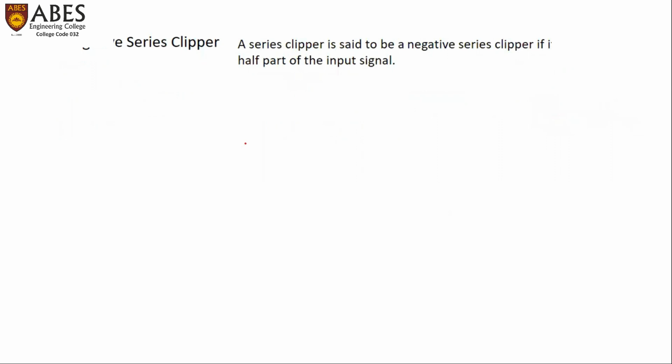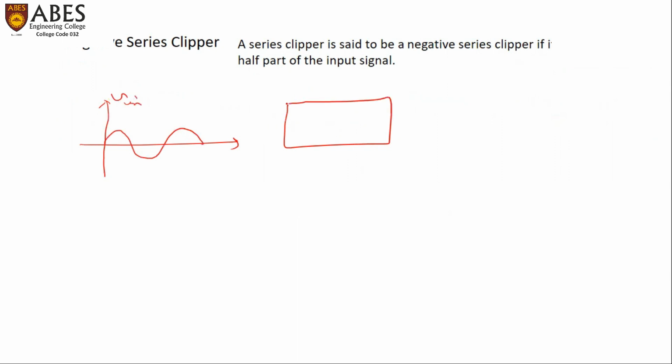Similarly, if we define a negative series clipper, then just the opposite is the definition. If this is your input signal, and we pass it through a clipper circuit, then this clipper circuit will be called a negative series clipper only if the negative portion is clipped. So it will pass only the positive half cycles of the input signal, not the negative. In the negative half cycle, it will be 0. This is called a negative clipper.